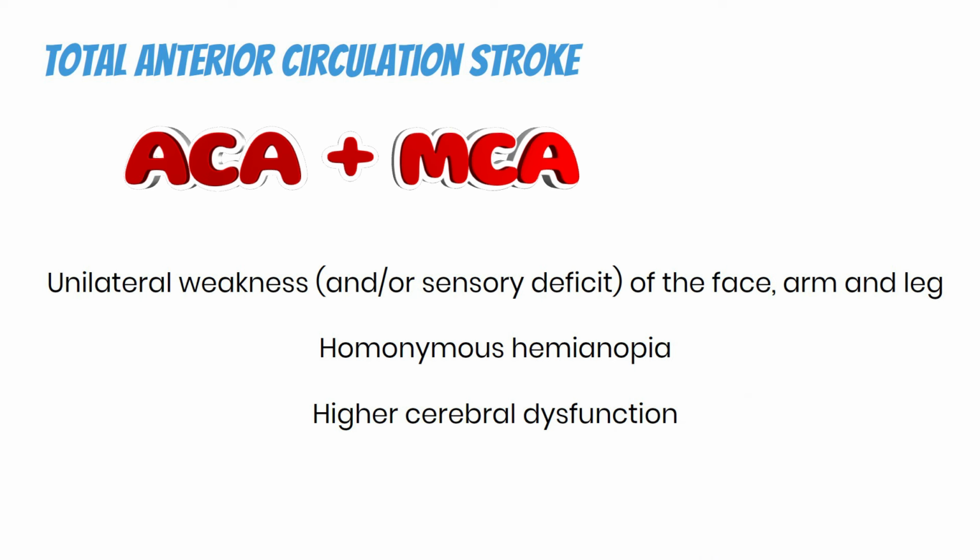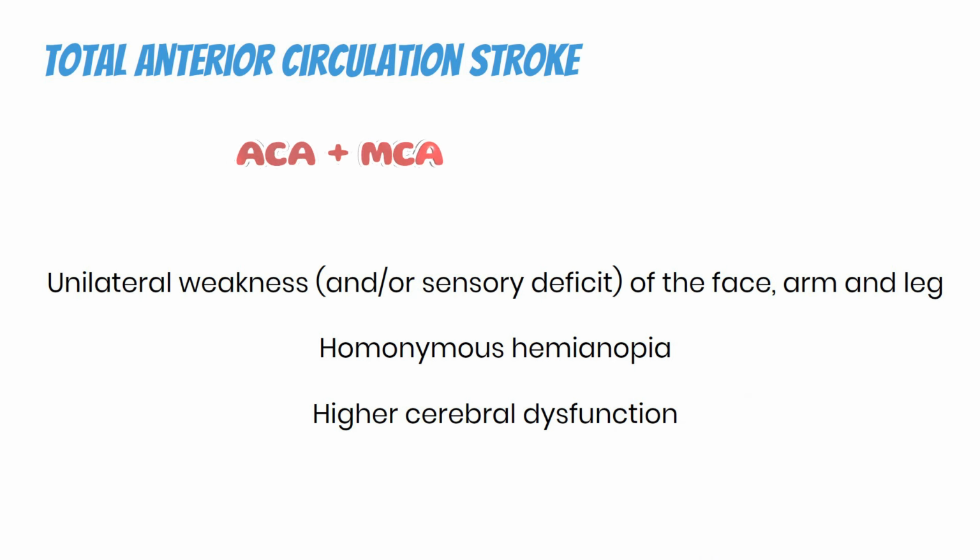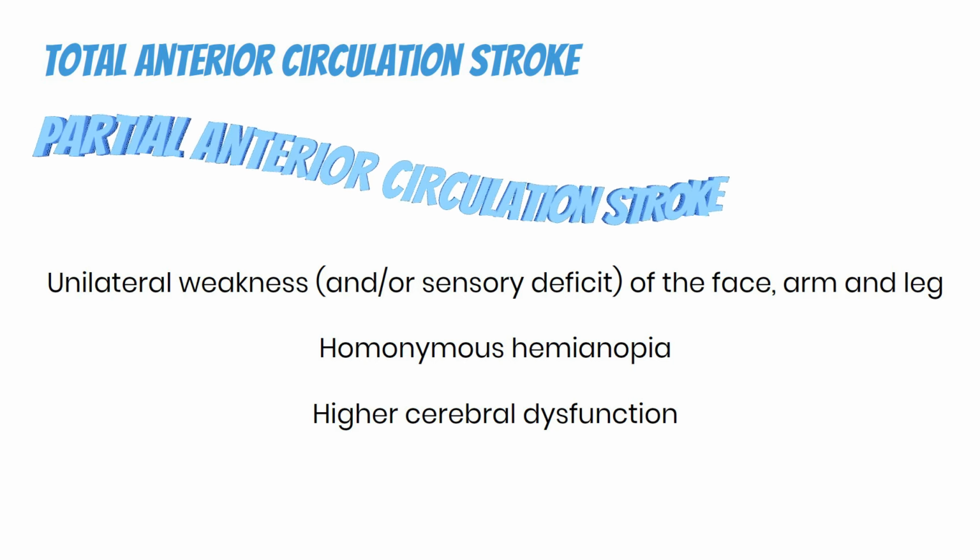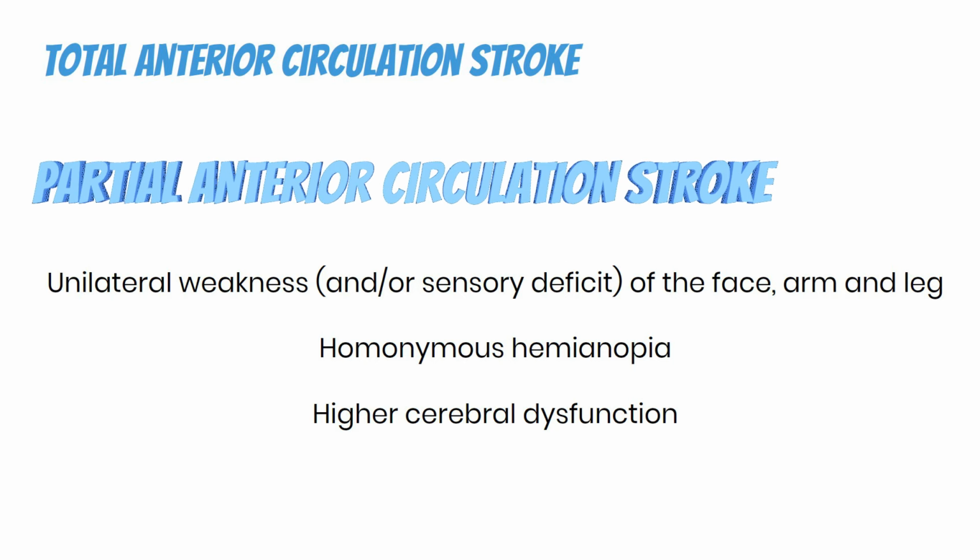If two of the above features are present, it's called a partial anterior circulation stroke, and it's a less severe form. And in here, only a part of the anterior circulation is compromised. So in total anterior circulation stroke, all three of the features will be present, whereas in partial anterior circulation stroke, only two of the above features are present.